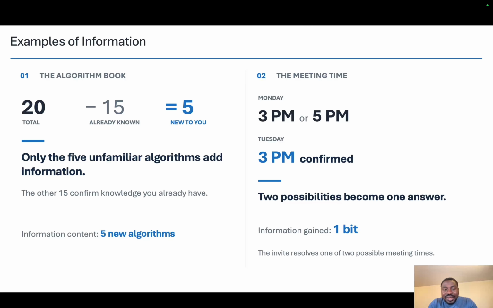And so maybe on Tuesday someone told you, oh yeah, the meeting is going to be at 3 p.m. You gain one bit of information, one out of two choices, right? And at that point your uncertainty goes to zero. So the information content of what the person told you on Monday, 3 p.m. or 5 p.m., is two choices. It's one bit.